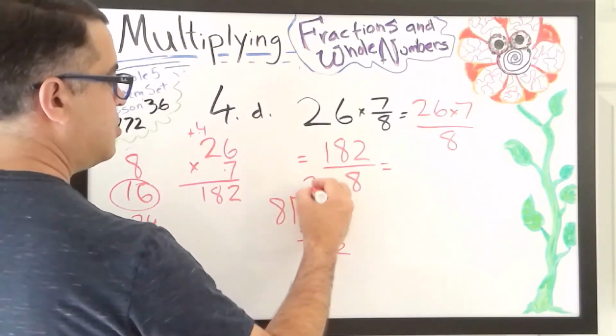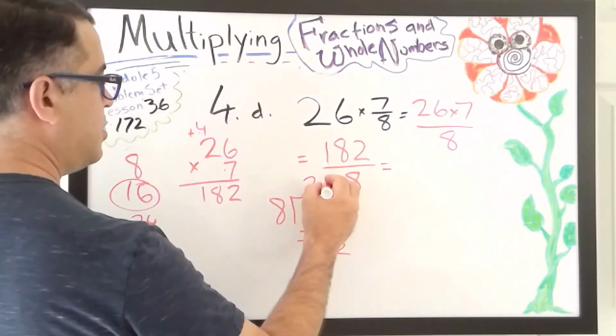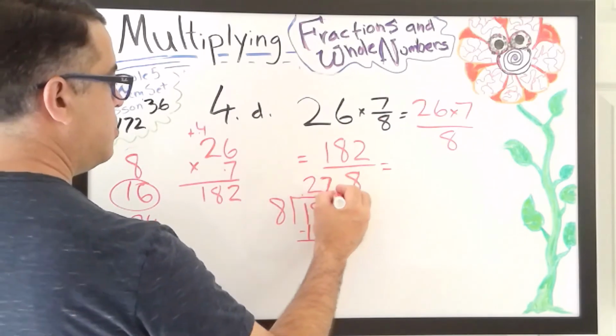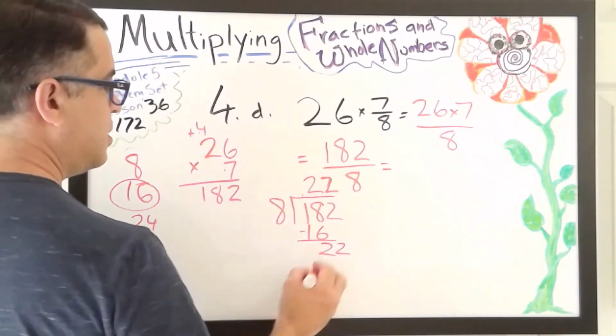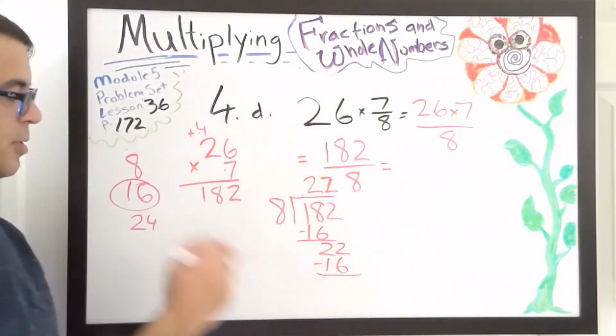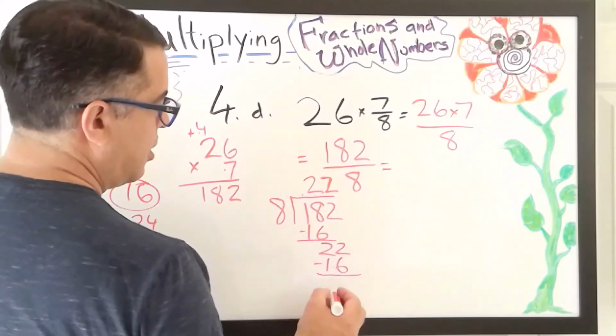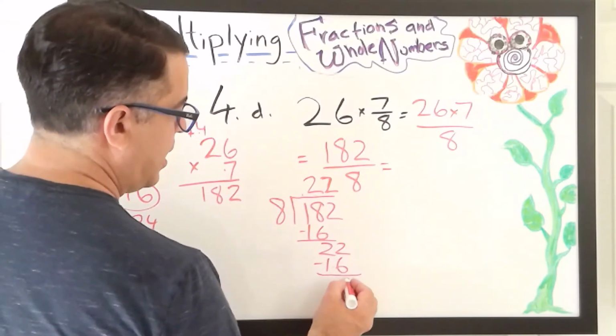This should be a 2. There's 2 times 8 is 16. And we need to use 2 times 8 again. 2 times 8 is 16. Get 16. I subtract. Now here's where that remainder comes into play as a fraction. 16 away from 22 is 6.